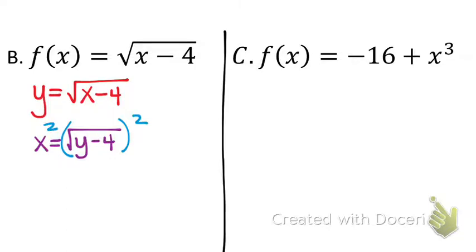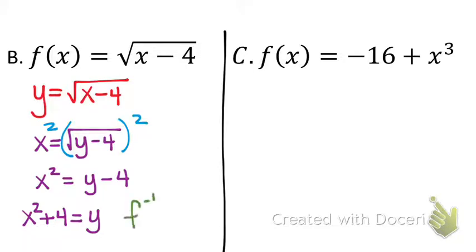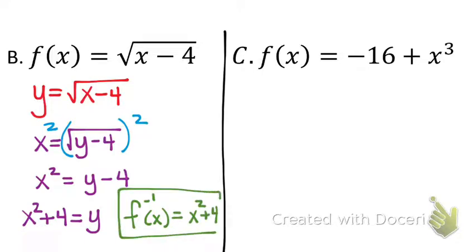So then that's going to give me an x squared on the left and then a y minus 4 on the right. Now we can add the 4. So we get x squared plus 4 equals y. We have y by itself. So my inverse function would be, gotta put the symbol for inverse, and this x squared plus 4. That is the inverse of our original function.